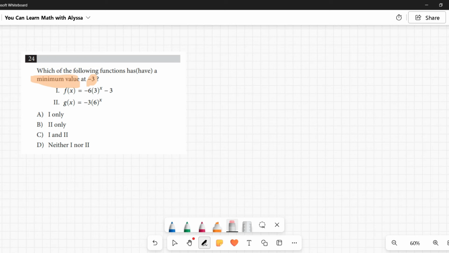Let's go over to Desmos, and we're going to look at the basic pattern we have with these functions, as well as these two particular ones. And again, keep in mind, we're looking for a minimum value of negative 3. So let's hop over to Desmos.